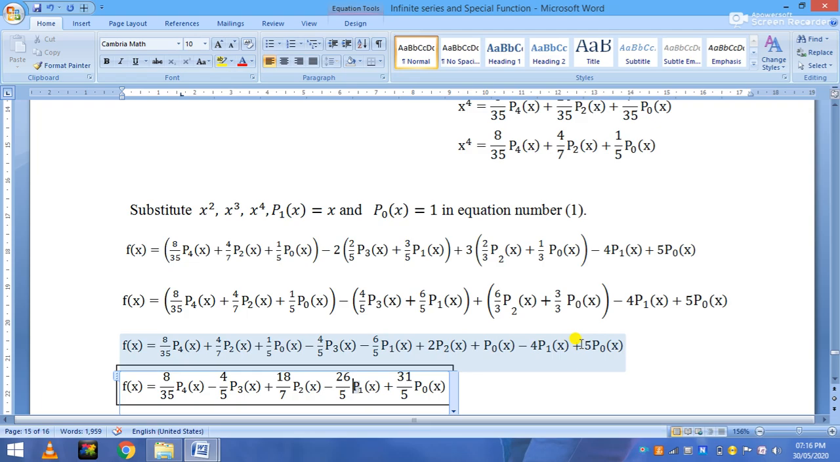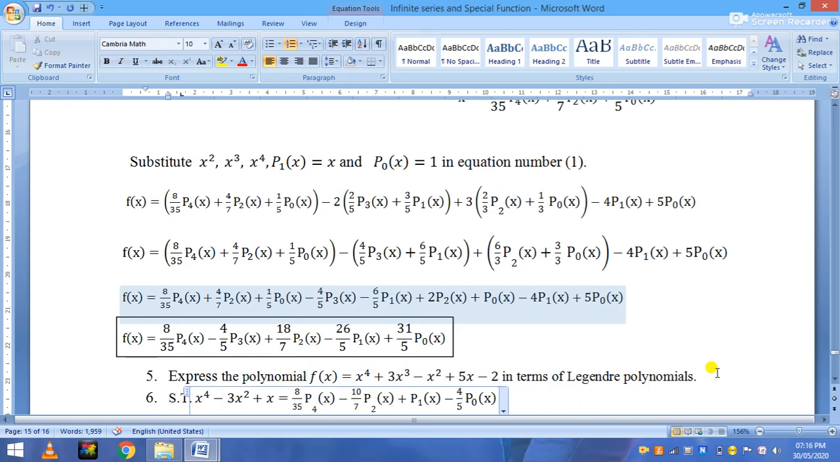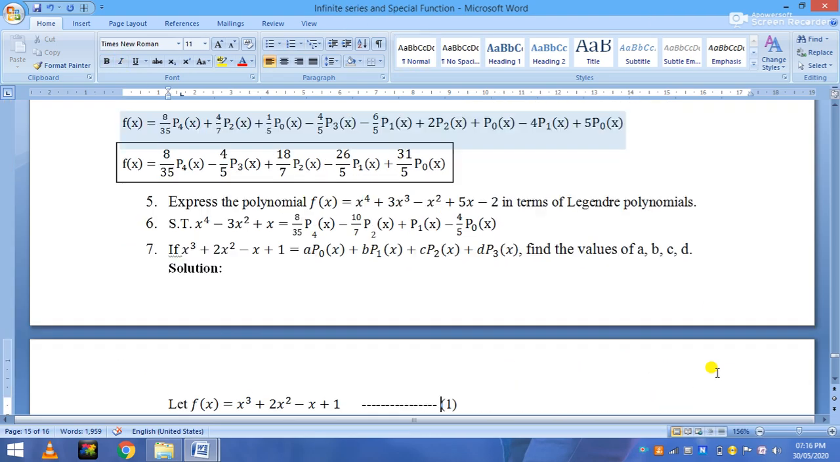So LCM is 5, on simplifying we get 31 divided by 5 P0 of x. So this is to solve the example of Rodrigues formula by using Legendre expression, that is P0, P1, like that. So these are the examples I have given as homework. These are two more examples I have written here.